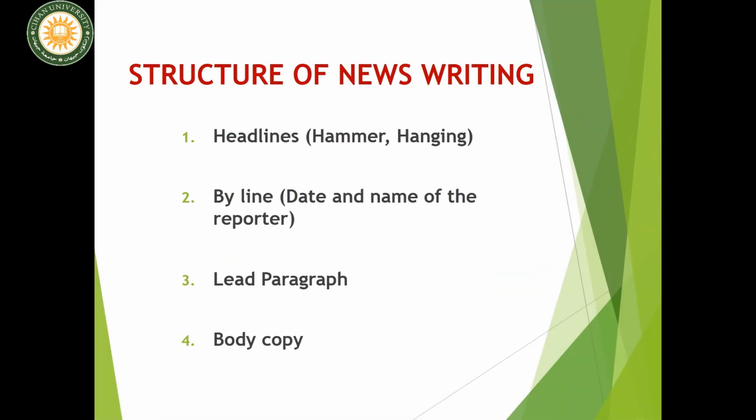Next point is the structure of news writing. The first point is headlines. There are different types of headlines. First one is hammer headlines or hanging headlines, and main headline. So we can use these 3 types of headlines for news writing. Second one is byline. Byline means the name of the reporter and also the date, location, everything.